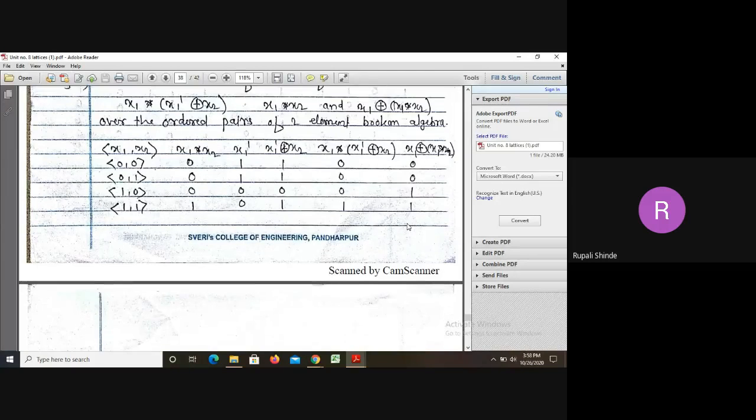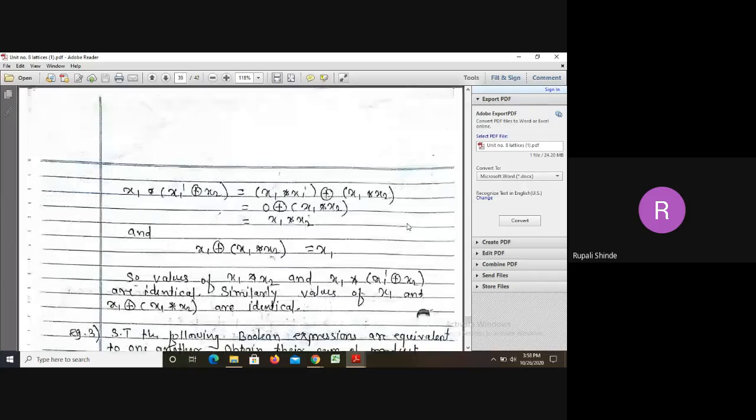And that we can prove by solving these examples that is given here. So if you consider this one, what we have seen, these two terms are identical because values of these two terms are same. X1 XOR X1 star X2, this is one term and this is equal to X1. So how we can prove this?